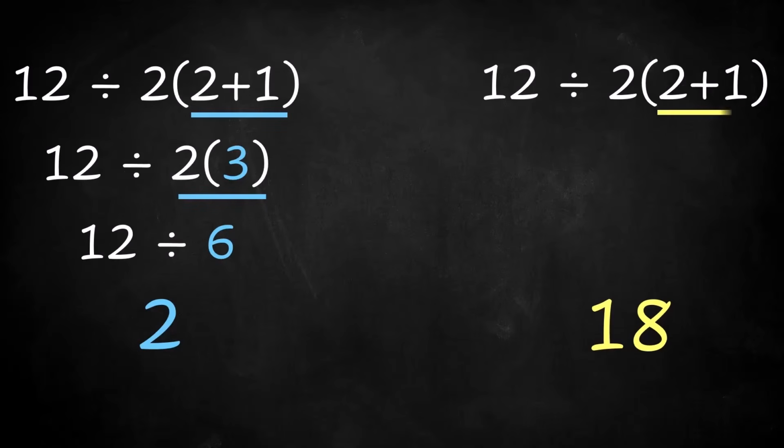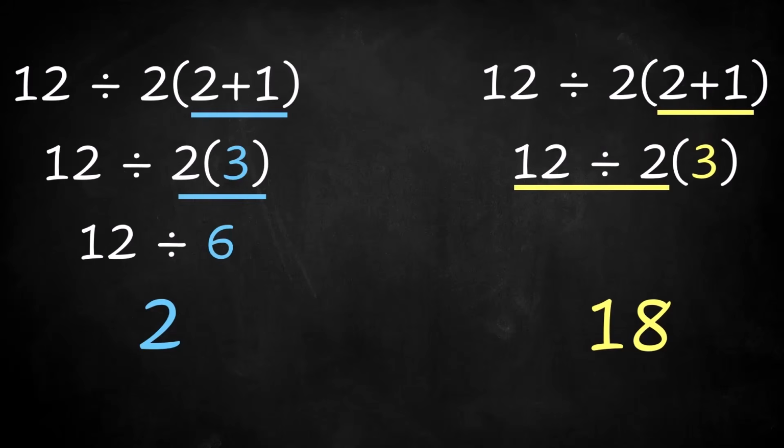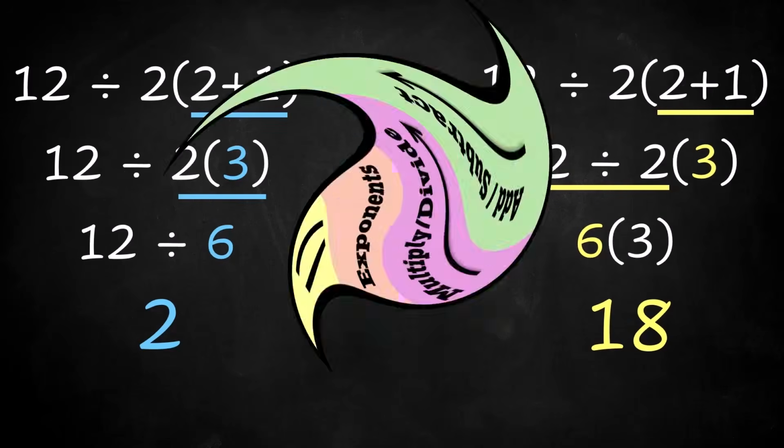The second person also started with parentheses, because honestly, most people do start with parentheses when they see it. That's 12 divided by 2 times 3 again. But then they did 12 divided by 2. That's kind of a twist. And then they did 6 times 3, and they got 18. So the person who did it right is the person who followed the order of operations.